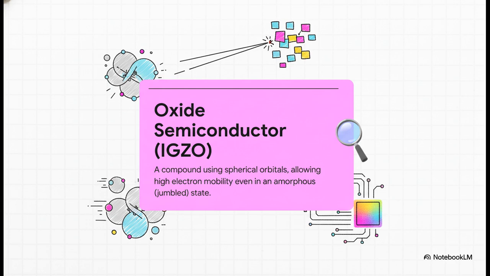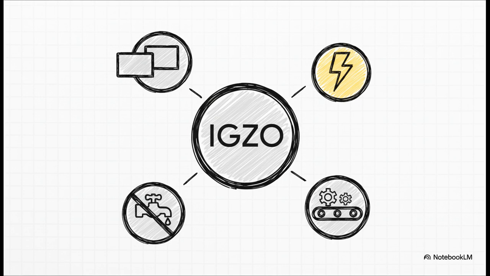Now, the reason it works so well is the key. Silicon needs those atoms lined up perfectly for electrons to flow. If they're not in a perfect crystal, performance just dies. But IGZO, its atoms are like big spheres. So even when they're all jumbled up and messy, these spheres still overlap enough for electrons to move freely between them. And what this gives you is pretty much the best of all worlds.